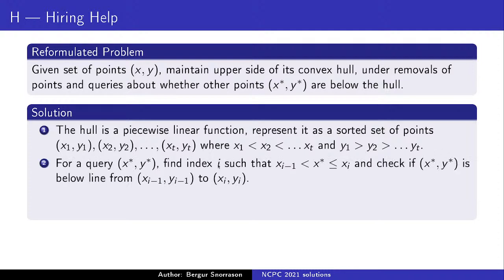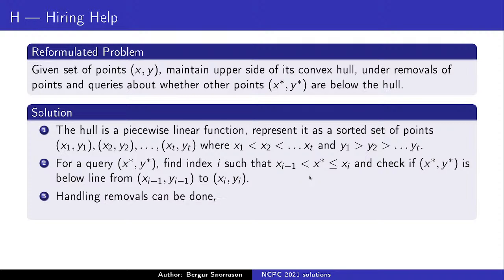To answer a query, some query x star, y star, we just have to find the index i such that x star is between x(i-1) and xi. And then we need to check if x star, y star is below the line from the (i-1)th point of the hull to the ith point of the hull. If it is below that line, then x star, y star is within the hull. There are some special cases you have to look at, what happens if it's to the left of x1 or to the right of xt, but it's easy to work out what to do in those cases.